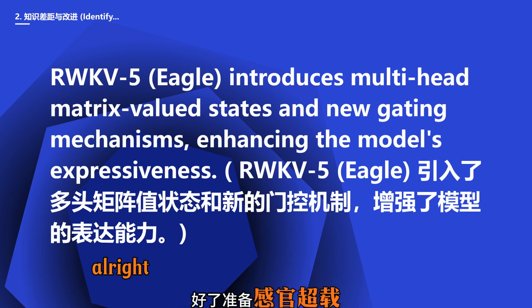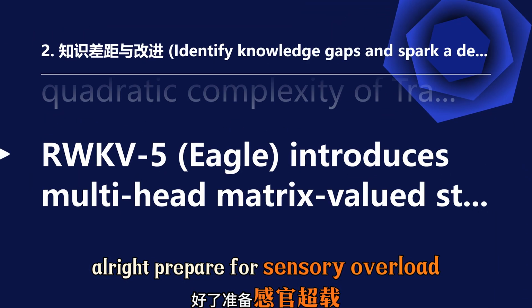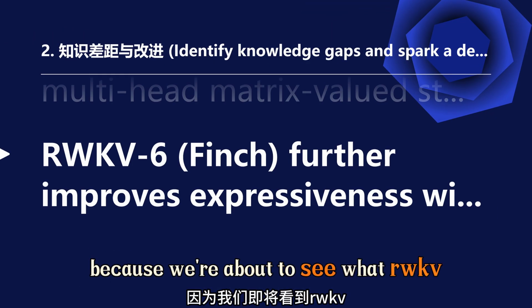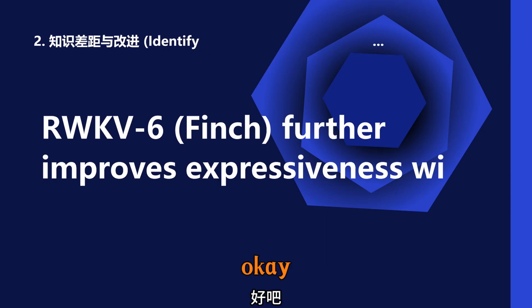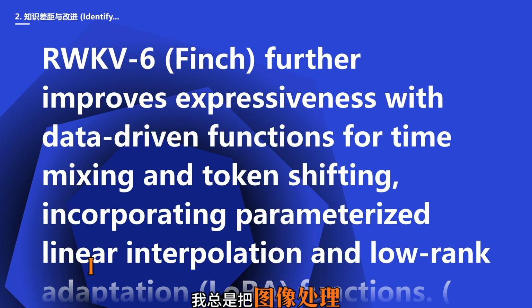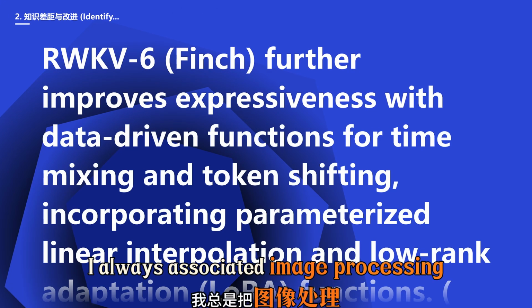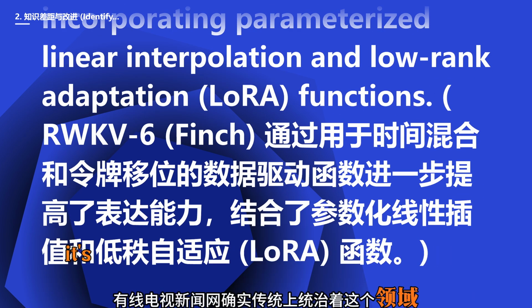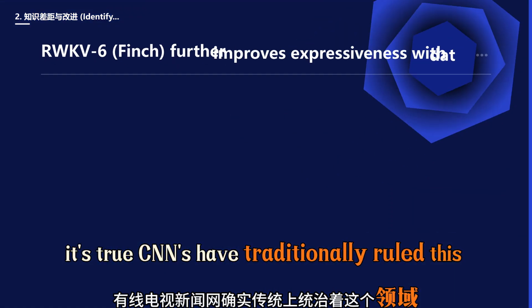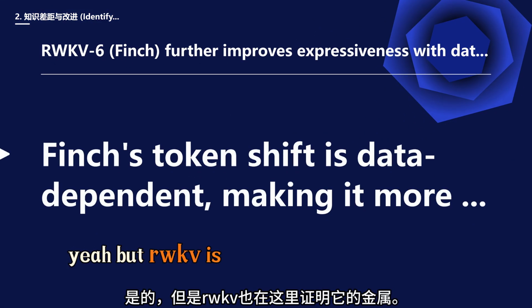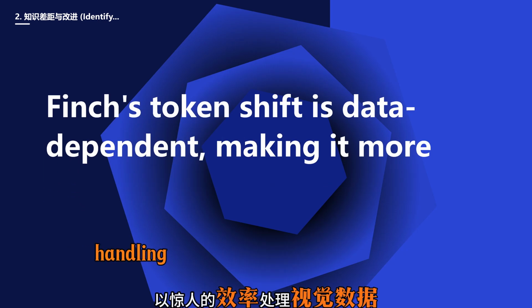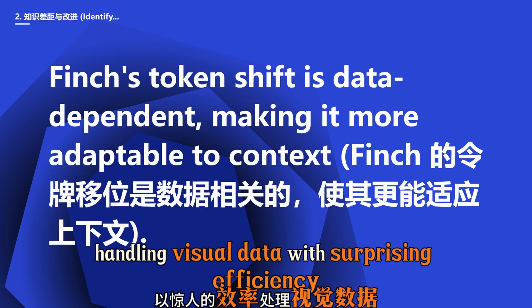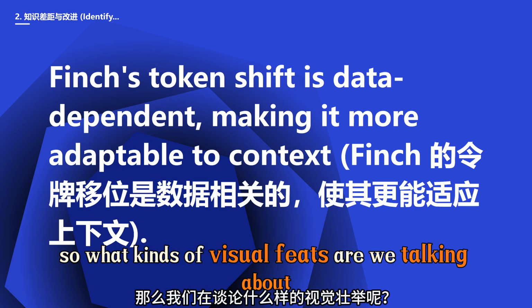All right, prepare for sensory overload, because we're about to see what RWKV can do with images. I'm fascinated by this because I always associated image processing with those complex convolutional neural networks. It's true, CNNs have traditionally ruled this domain. But RWKV is proving its mettle here as well, handling visual data with surprising efficiency. So what kinds of visual feats are we talking about?